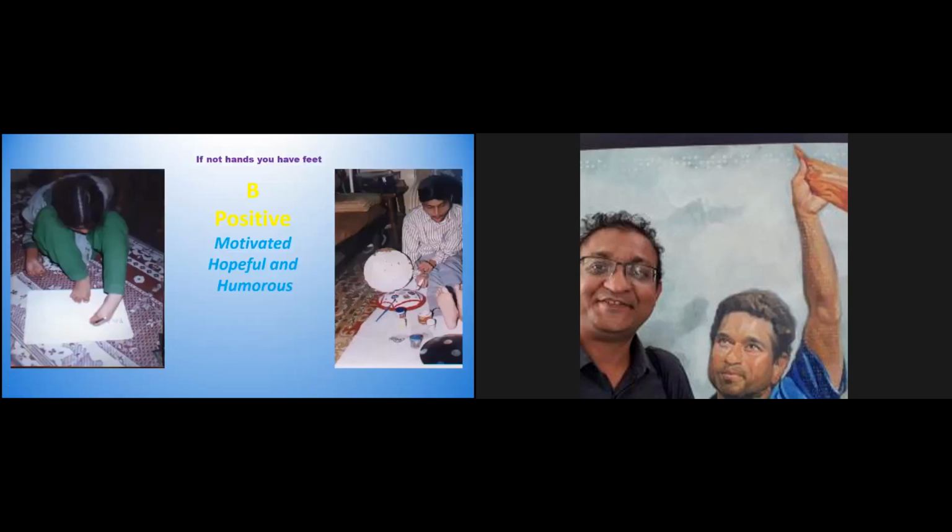So what I would like to say is, what is that last B we were talking about? A and B we have talked about in the trivalent, and this fourth B of the quadrivalent is B positive. If not hands, you have feet even, and that is what we can see. Some of these individuals with cerebral palsy have so much motivation. They are so positive, motivated, hopeful, and humorous. I think that will also play an equally important role in the management of the upper limbs. With this, I thank every one of you. Thank you very much.